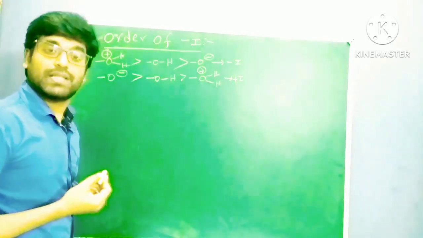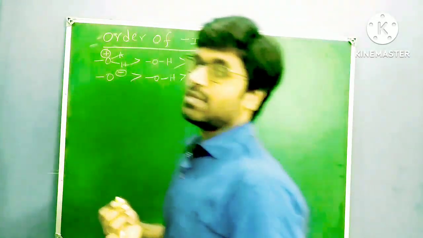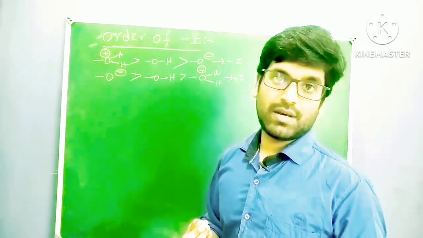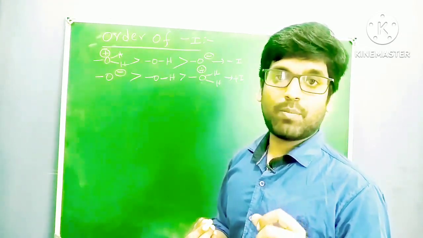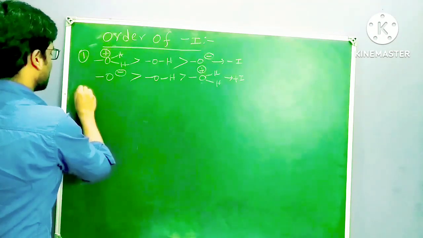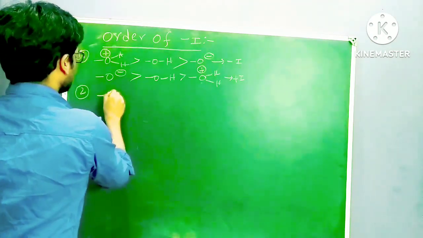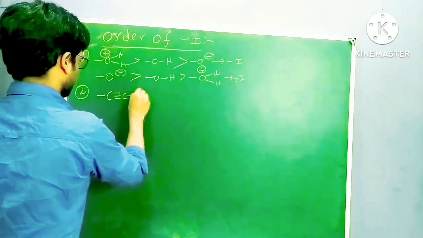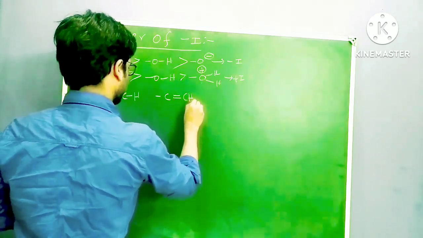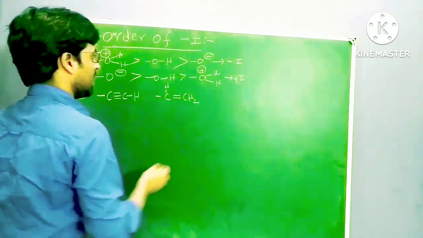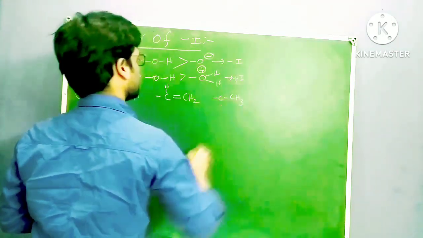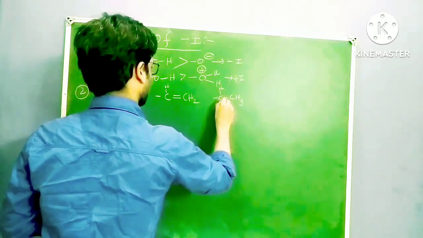Next, non-Pradhan Mantri pockets. Non-Pradhan Mantri pockets means non-polar pi bonds, right? For example, I am giving you here, this is the first one. Second, C triple bond CH, and double bond CH2, and single bond CH3, and here 1 2 3 4.